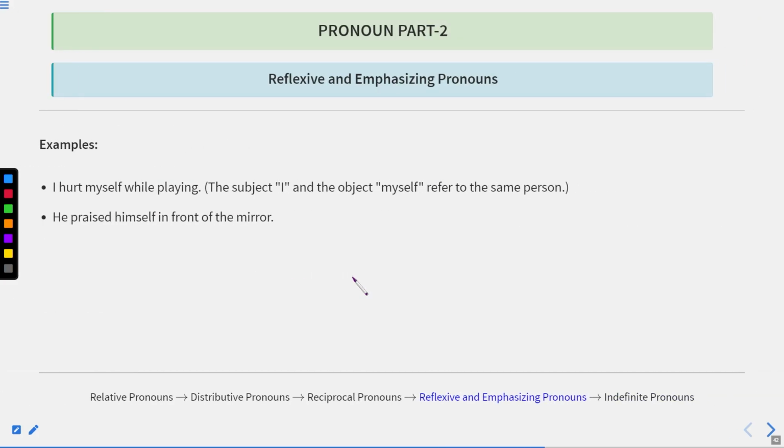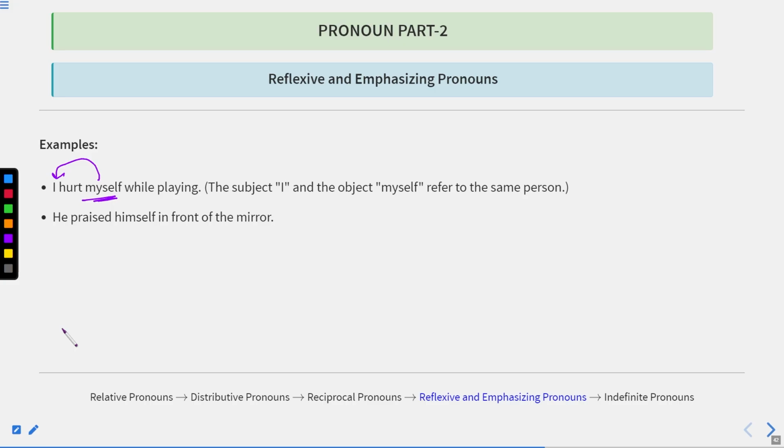Examples, I hurt myself while playing. The subject I and the object myself refer to the same person. It means this myself is same as I. Okay, so here I said I hurt myself. It means when the person hurts himself, the verb is reflected back on the subject only. Okay, it is done for the subject only. It means the action takes place for the subject only.